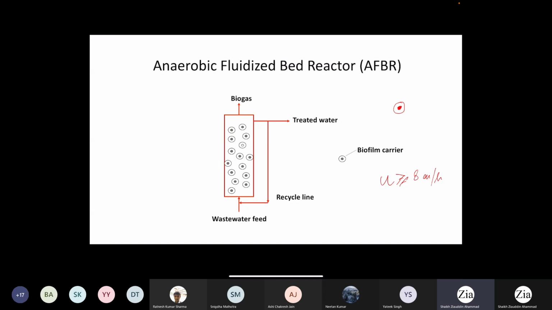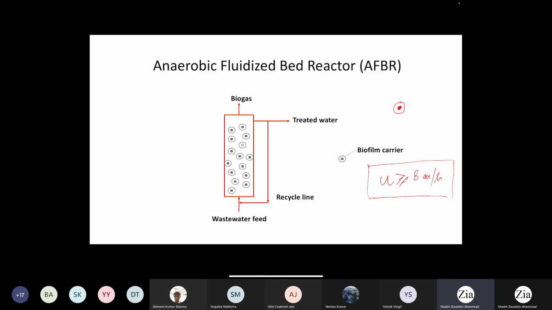Okay, so we have mentioned the fluidized bed reactor in the last class. So in the fluidized bed reactor, we always try to maintain a higher upflow velocity.